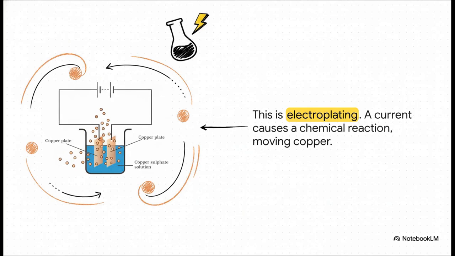Well, one of the biggest applications is called electroplating. What you're seeing here is a process where a current running through a special solution can actually dissolve copper from one piece of metal and deposit it as a perfect thin layer onto another object. It's like painting with metal atoms.